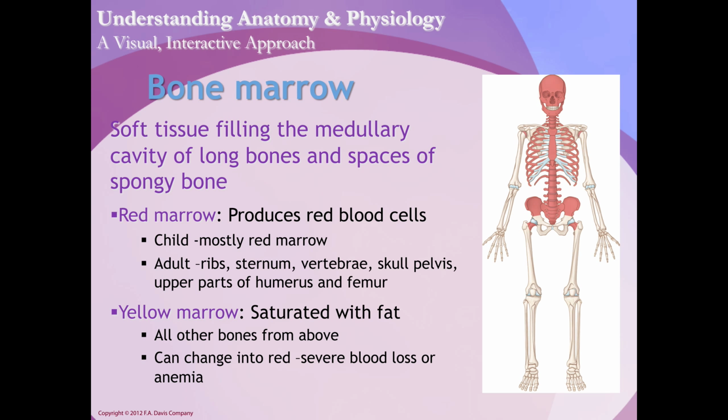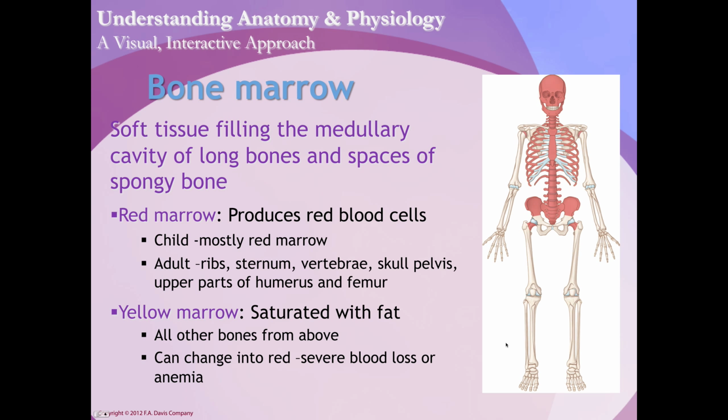Okay, let's talk a little bit about bone marrow. Soft tissue filling the medullary cavity of long bones, and these are also in the spaces of spongy bone. So red bone marrow is in children. It's mostly red bone marrow, and also in adults. Adults don't have as much as children because adults don't need to replace the red blood cells as often or to create more red blood cells like kids do.